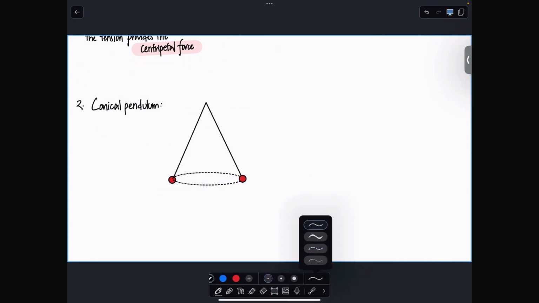Can you tell me what provides centripetal force here? What provides my centripetal force in this scenario, the conical pendulum? This is the path taken. This is the mass. A component of? Which component?